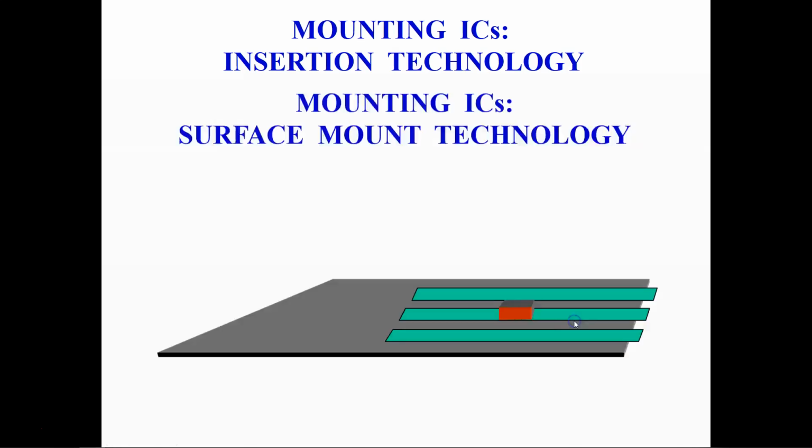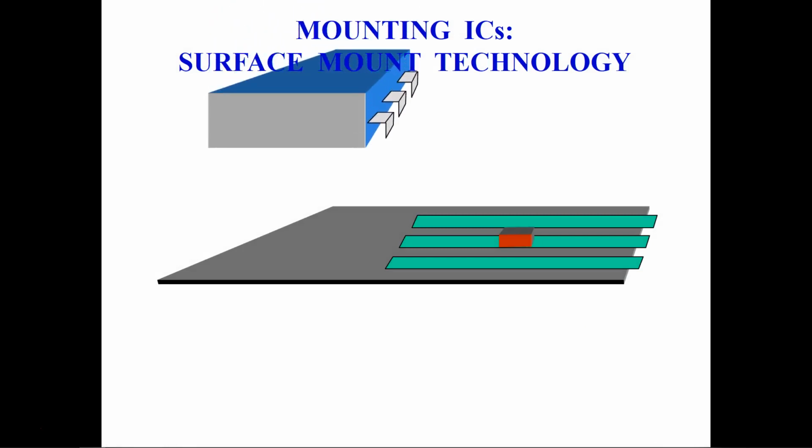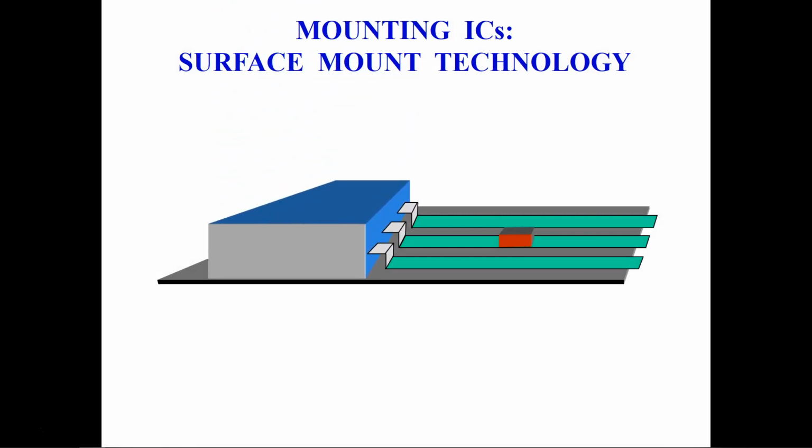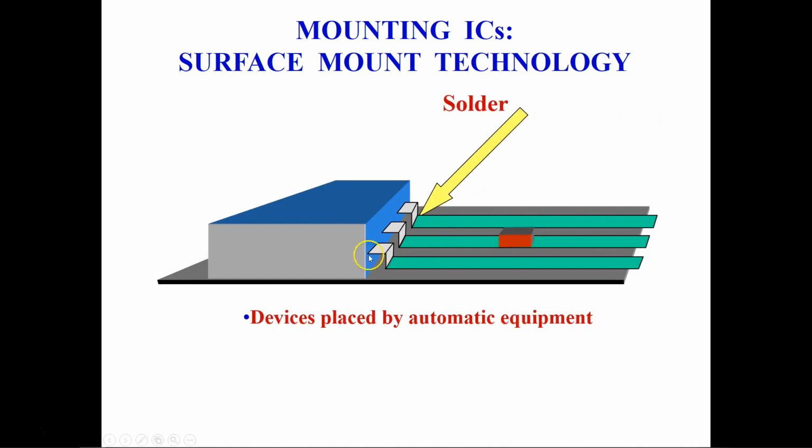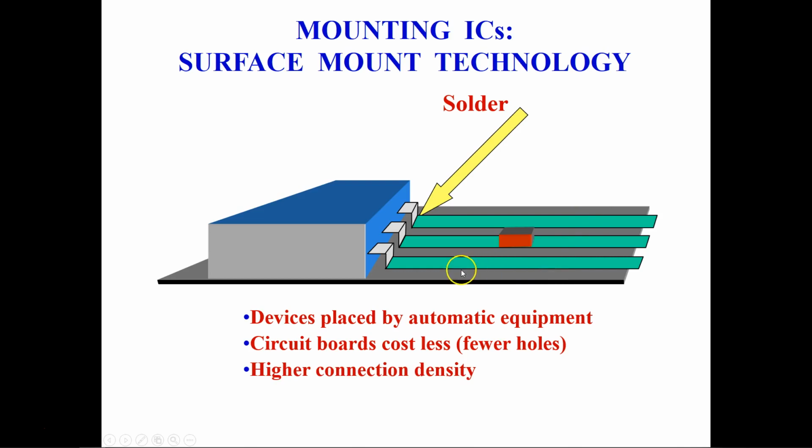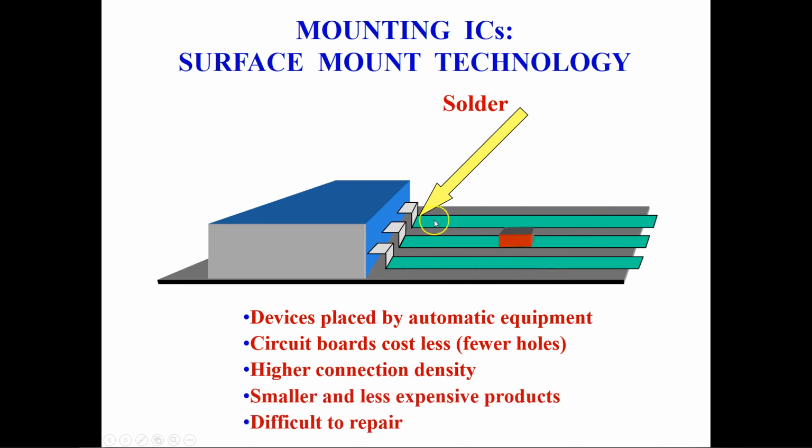Now next we have mounting the IC using surface mount technology. You can see how the IC has been placed on the printed circuit board, and these are the conducting parts. If you want to connect the IC, then you have to solder at these terminals. By doing this, the device is placed by automatic equipment. This automatic equipment is used to place these devices so that they are placed accurately on the PCB board.